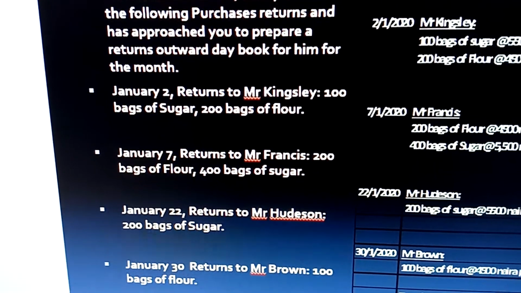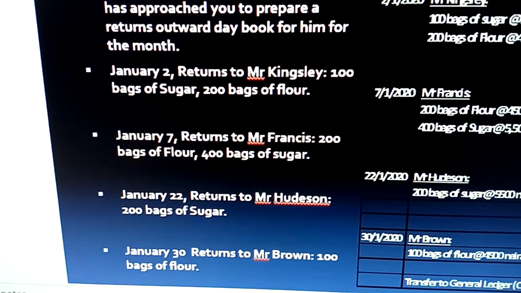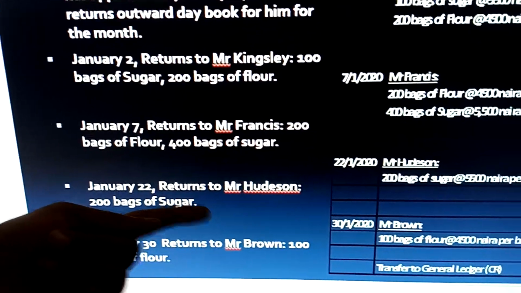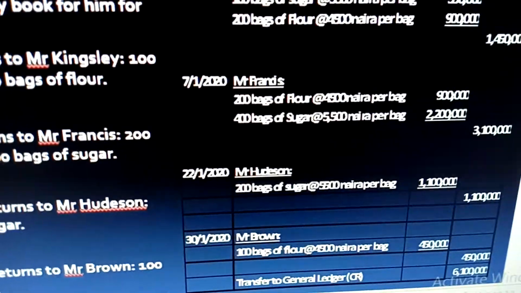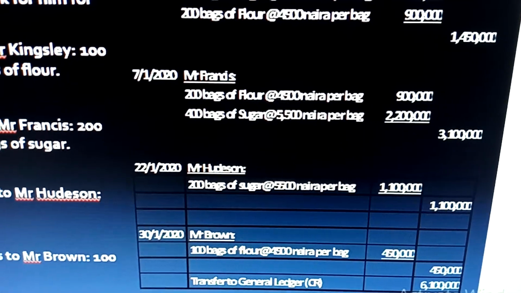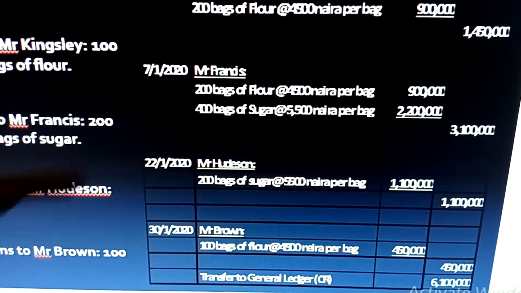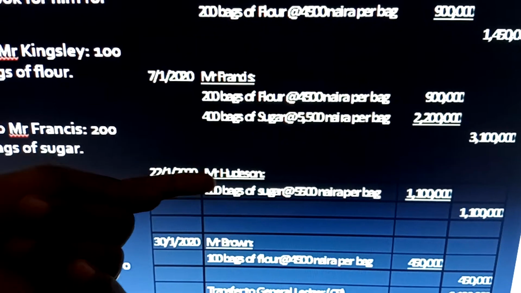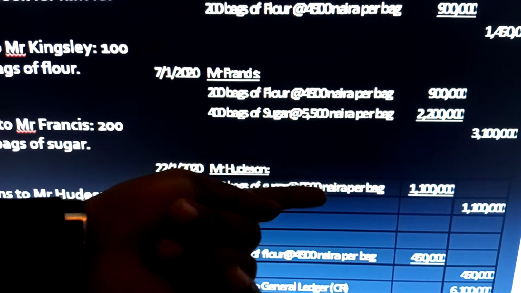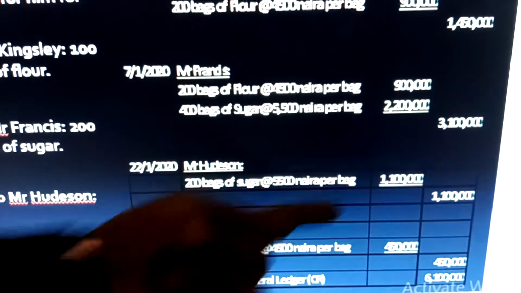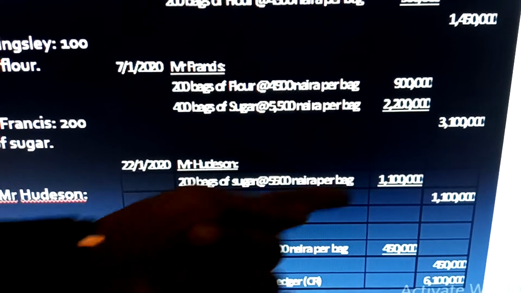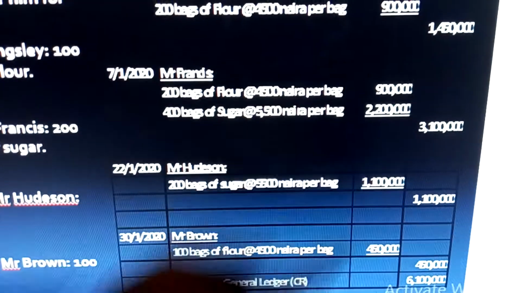On the 22nd of January, he also returned to Mr. Hudson 200 bags of sugar. You have to recall the cost of purchasing the sugar from Mr. Hudson, which is 5,500. So we say 22nd of January 2020, return to who? Mr. Hudson. 200 bags of sugar at 5,500 naira per bag. The total here, that's 200 by 5,500, we have 1,100,000.